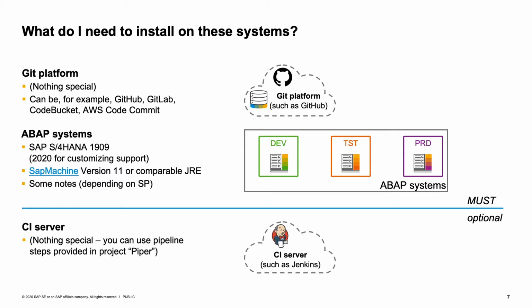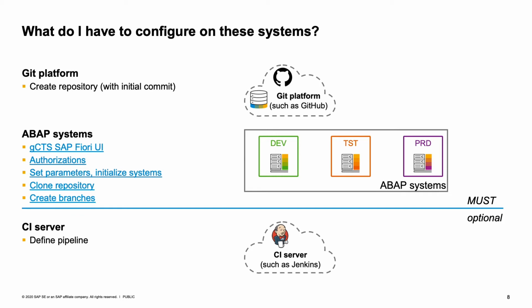In addition, you need a Java machine. So the SAP machine version 11 is an option, or you can use any other comparable JRE, which is on Java 1.8 at least. In addition, we have some notes published. You will find them at the end of this presentation that you need to install on each of these systems. On the CI server, we don't have anything special that you need to install. So especially we don't have any plugins for Jenkins or whatever that you have to install. But we try to help you as good as we can for setting up the pipelines. So if you look into Project Piper, there you can find some pipeline steps that are made for GCTS especially. So you can make use of them to set up your pipeline.